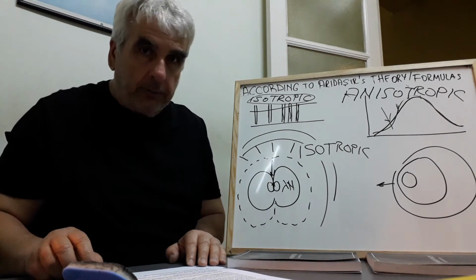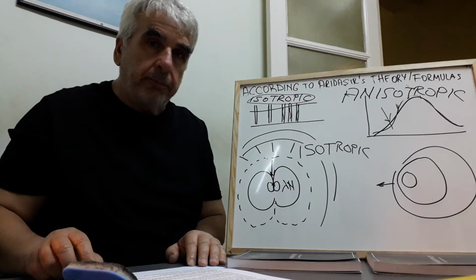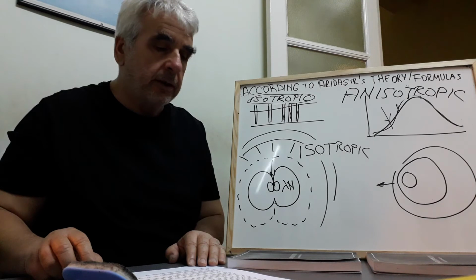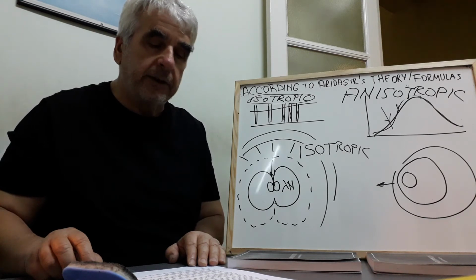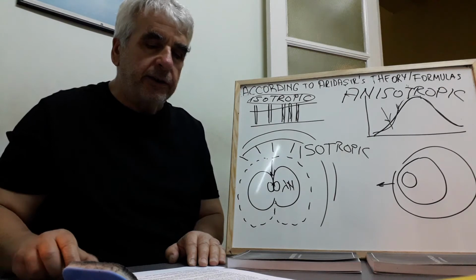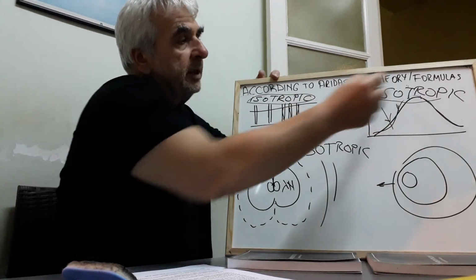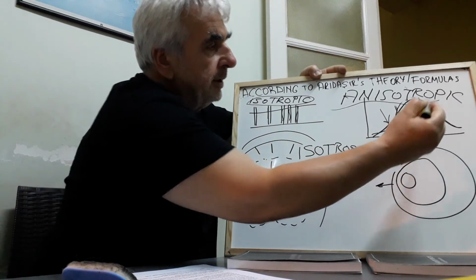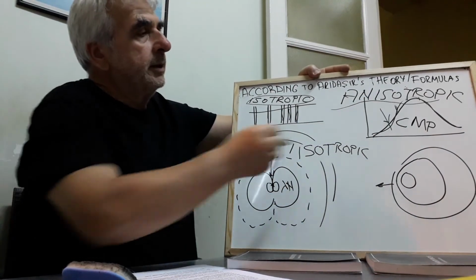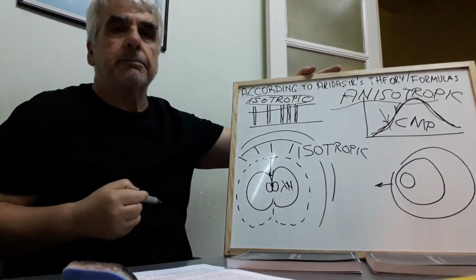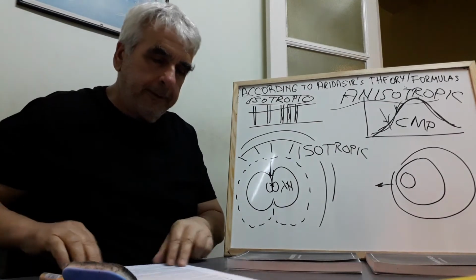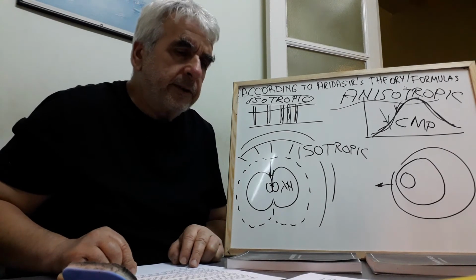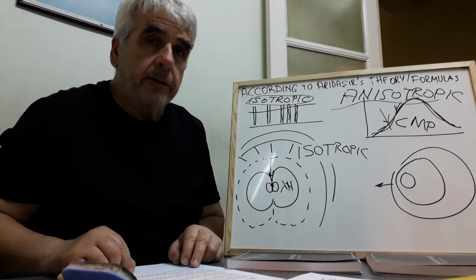CMB, cosmic microwave background, we know, is anisotropic continuous spectrum also. This is second real contradiction.